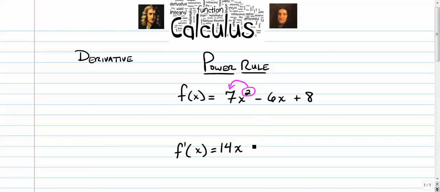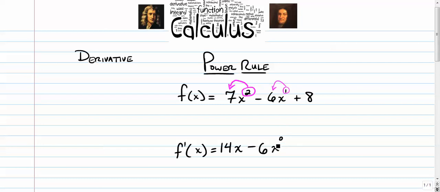Deal with the second term separately. So we take our exponent. Believe it or not, there's an exponent here of 1. So we take that exponent and multiply it by the coefficient, so it's negative 6x. You always rewrite the variable and reduce that exponent by 1. 1 minus 1 is 0.